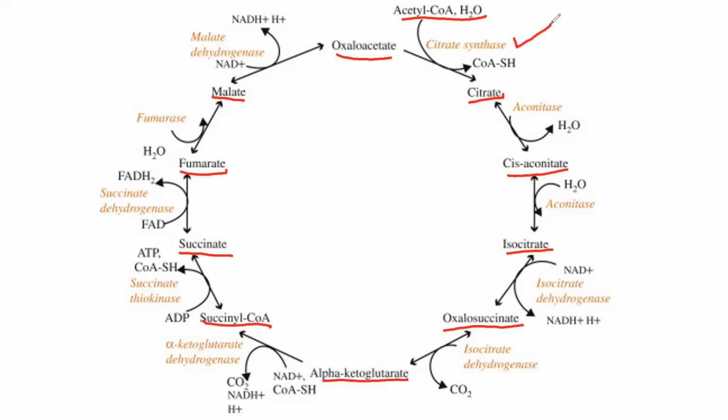The enzymes are citrate synthetase, aconitase, isocitrate dehydrogenase, alpha ketoglutarate dehydrogenase, succinate thiokinase, succinate dehydrogenase, fumarase, and malate dehydrogenase. So this is the overall reaction, the overall steps of the Krebs cycle.